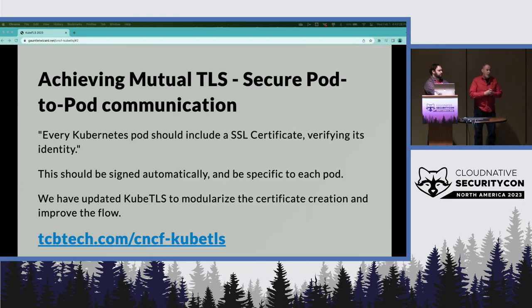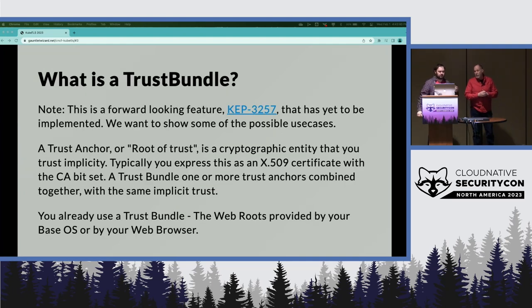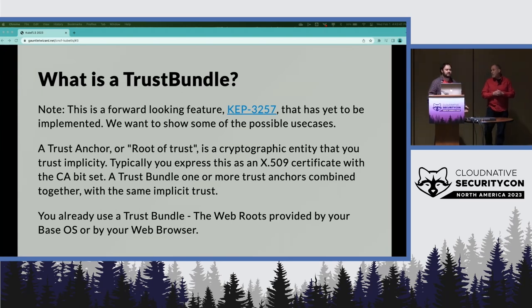So in particular, there's a feature called cluster trust bundles that allows you to set the scope of trust for a cluster. So let's start off with what is a trust bundle. I imagine some of you have been to the various SPIFFE talks. So you probably have some idea, but at the same time, I don't think any of them defined trust bundle particularly well. A trust bundle is, at its most simple, a bunch of CAs.